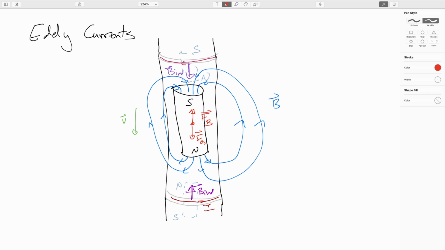Alrighty, so in the next series of videos here, we're going to be starting to take a look at electronic devices called inductors and transformers that work off of Faraday's law of induction.